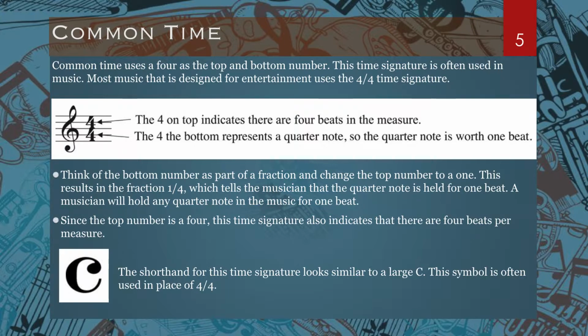There is a shorthand for this time signature, and you might see this written either way. You'll either see it written as a 4/4 or a C. If you see a C at the beginning of a piece, it's simply telling you that you're playing in common time and there are 4 beats per measure, and the quarter note is worth 1 beat.